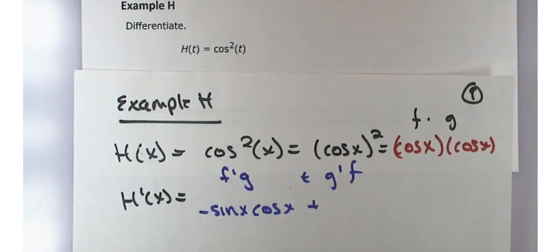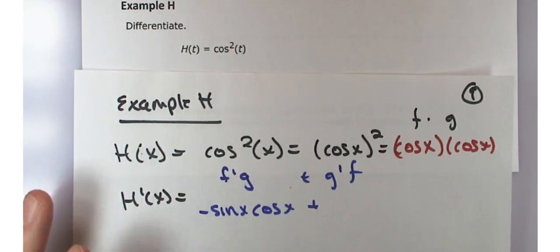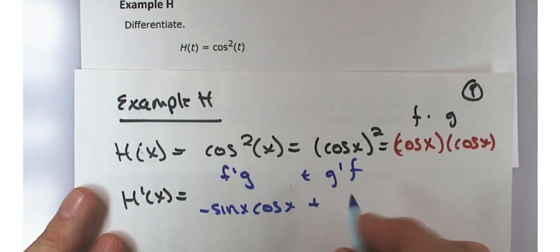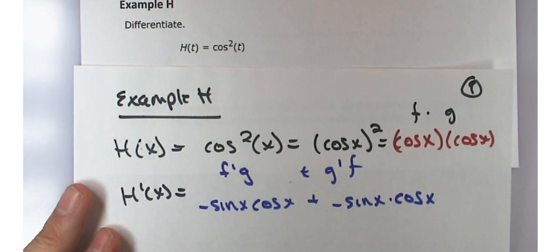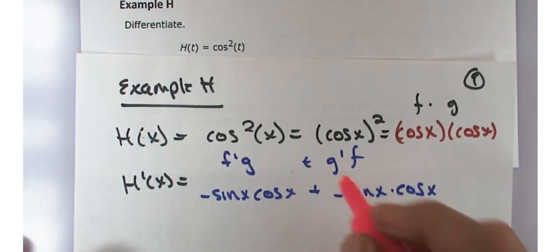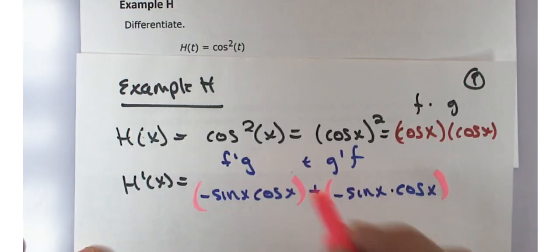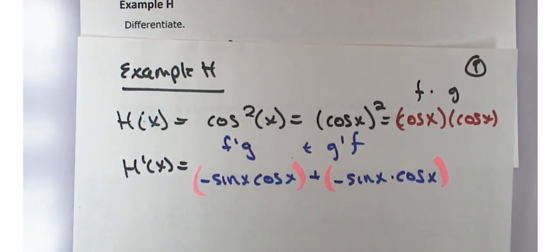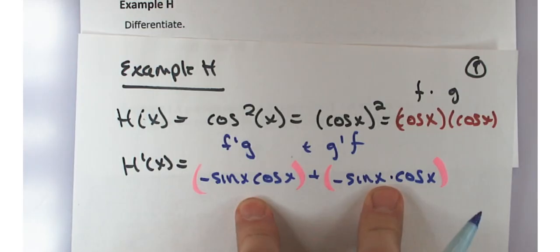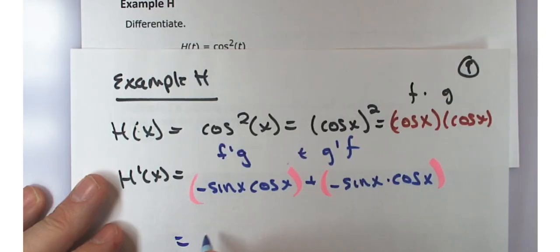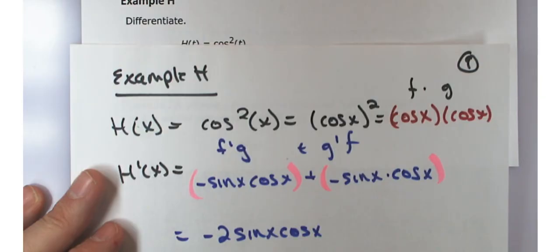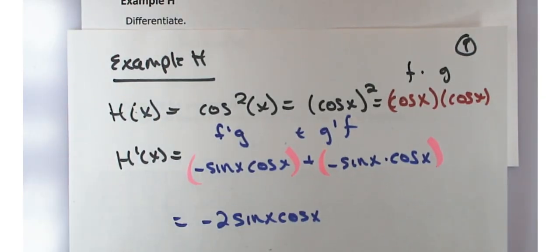And you should see something similar coming up again, right? It's going to be g prime times f, which is going to be negative sine of x times cosine of x. Now maybe you want to put parentheses around this or something like that. That's fine. But one thing I want to direct your attention to is that I've got 2 of these terms, right? They're both the same. So I'll just add them up. I have negative 2 sine of x cosine of x. And that's it. You're done.